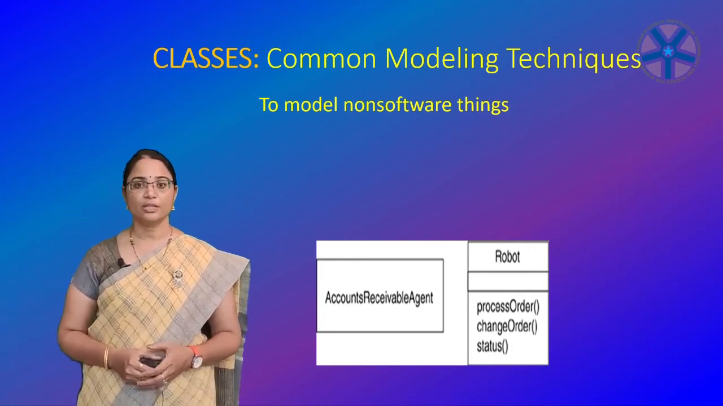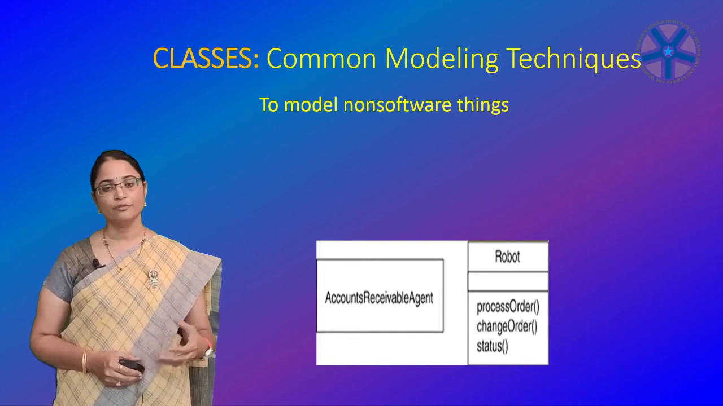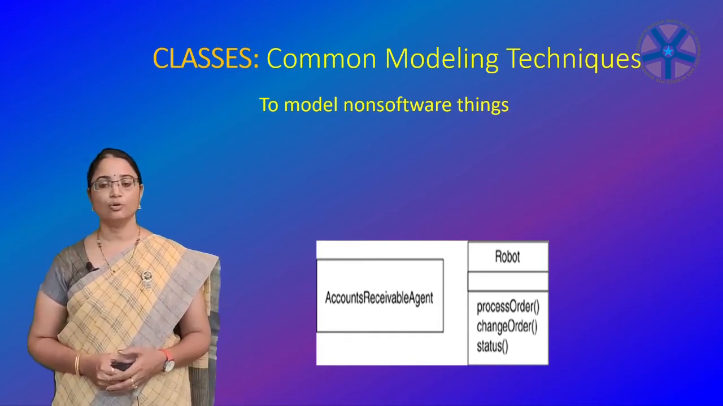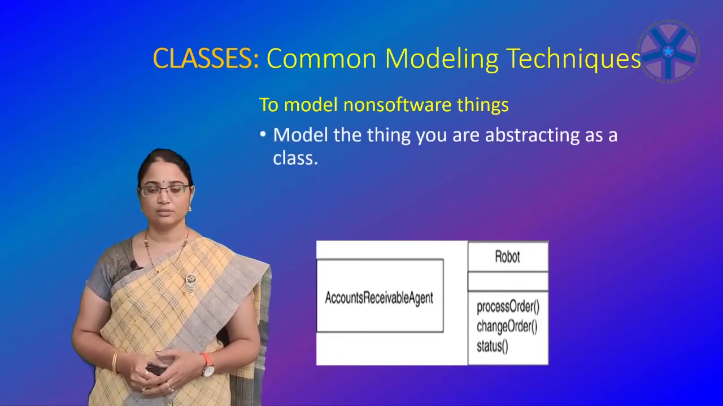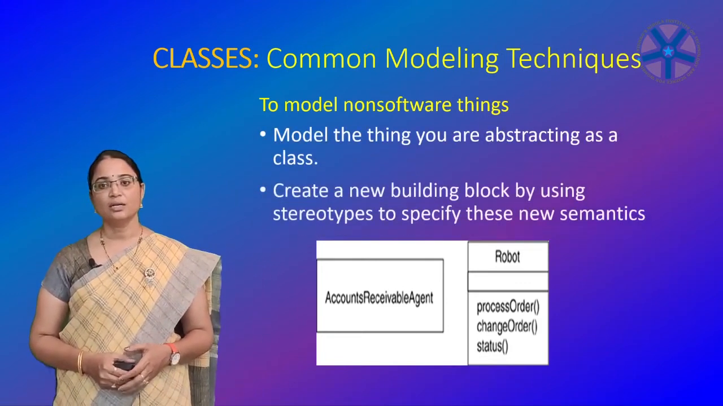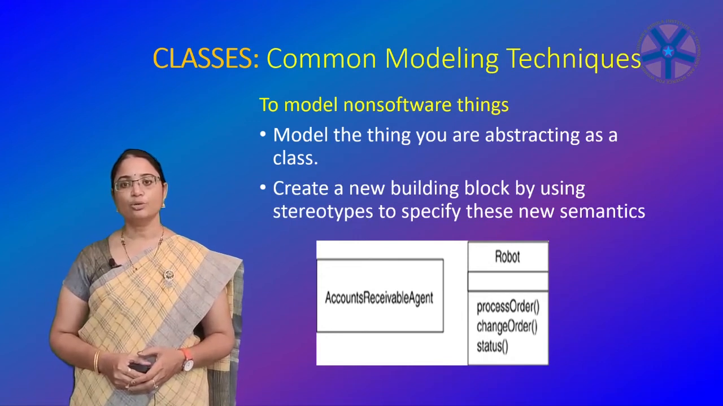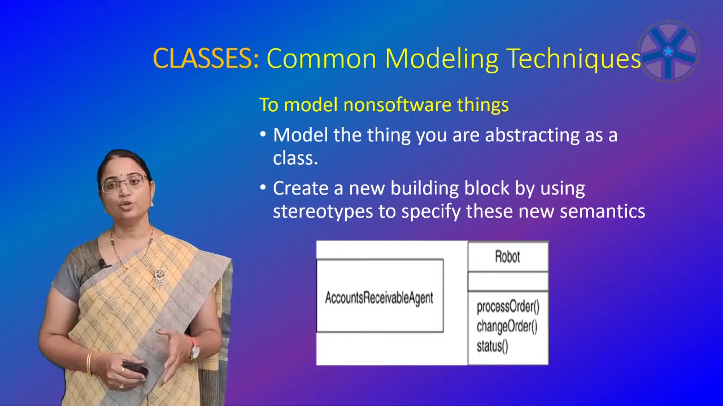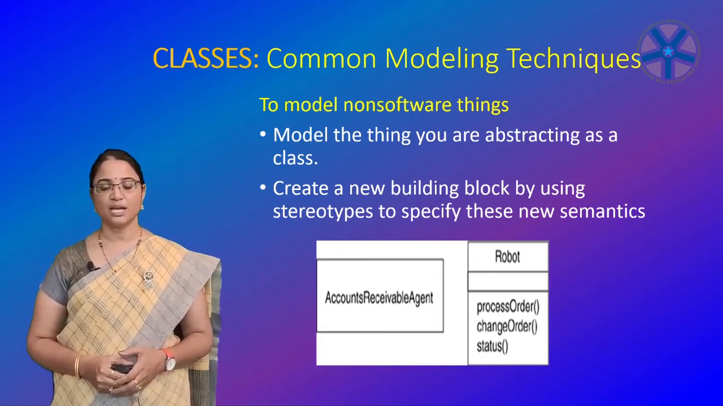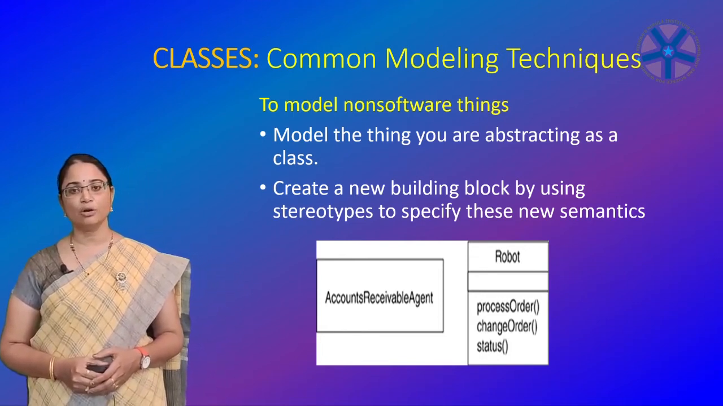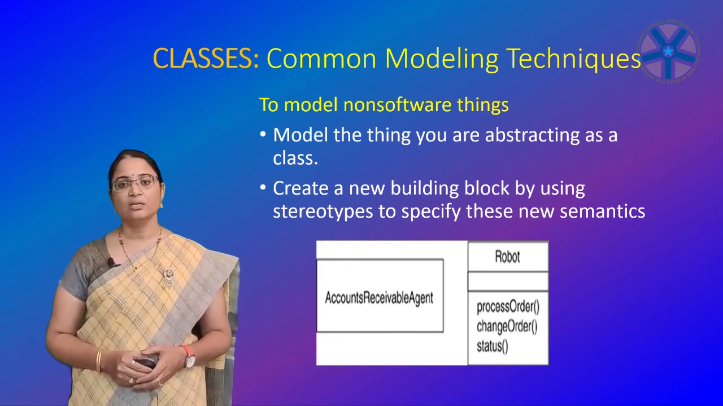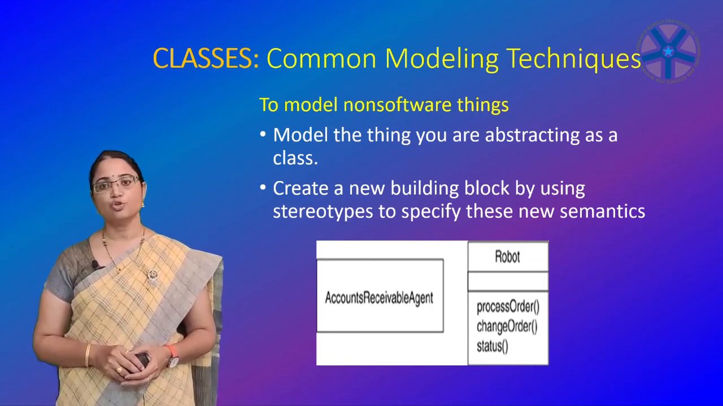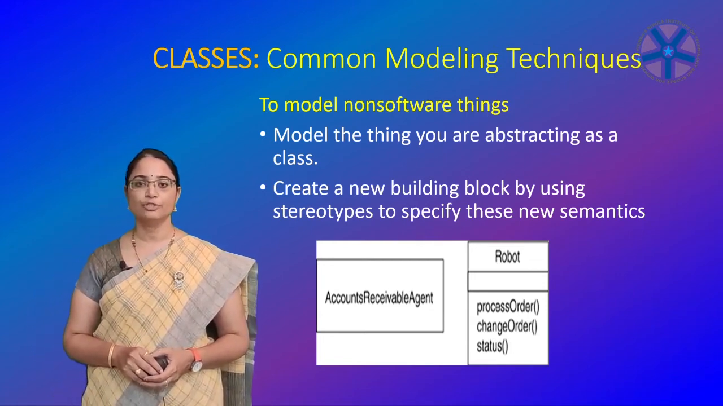To model non-software things, you need to follow a few steps. Let's see them. Model the things that you are abstracting as a class. If you want to distinguish these things from the UML's defined building blocks, create a new building block by using stereotypes. As I told you, if you want to create a new building block, you need a stereotype, which is represented by elements, to specify these new semantics and to give a distinctive visual clue.